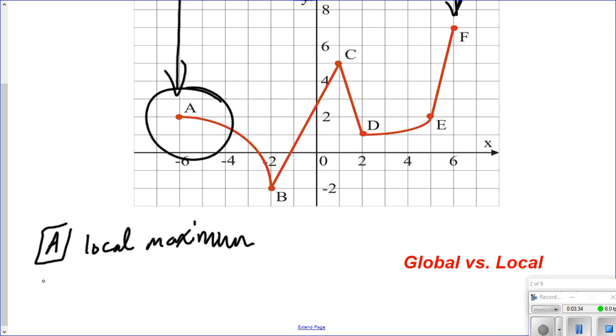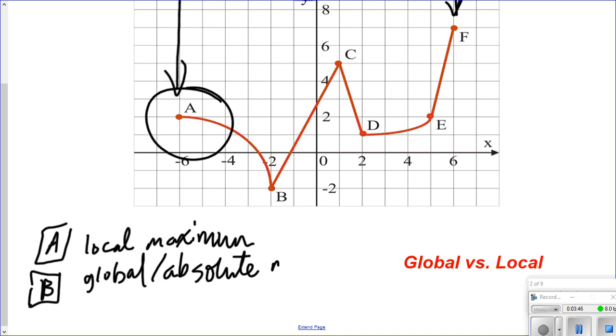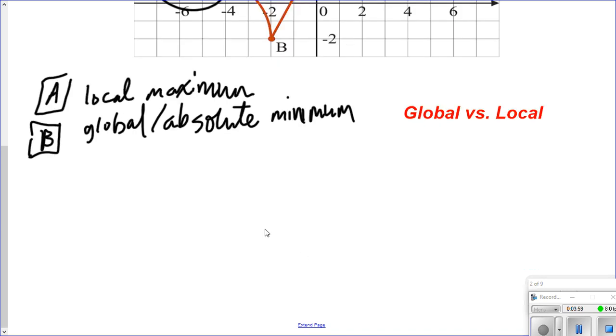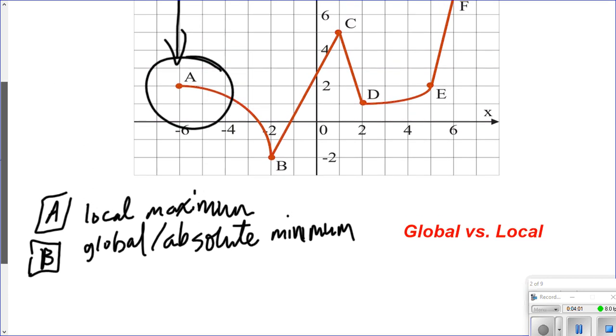B is a global or absolute minimum point. It clearly is the lowest point on the whole defined interval. Next up is C. Let's do it in order. C is a local maximum, for the same reason that A was a local maximum.